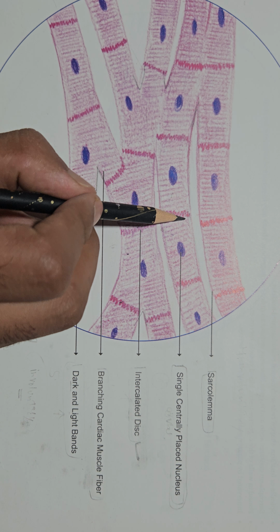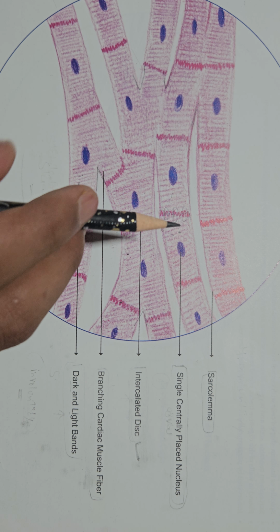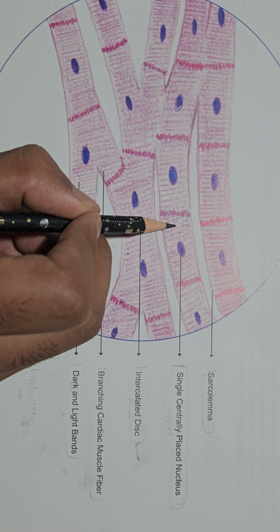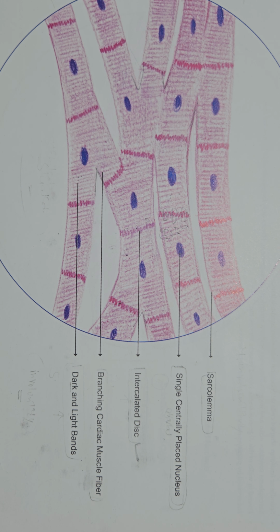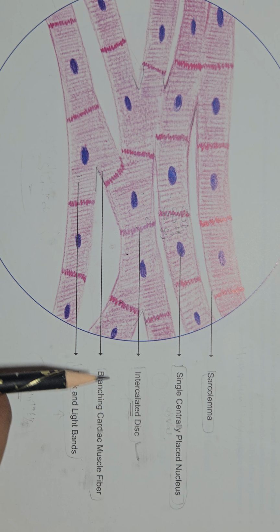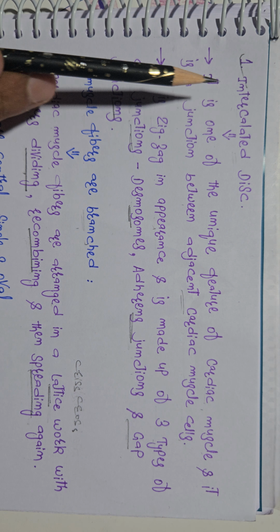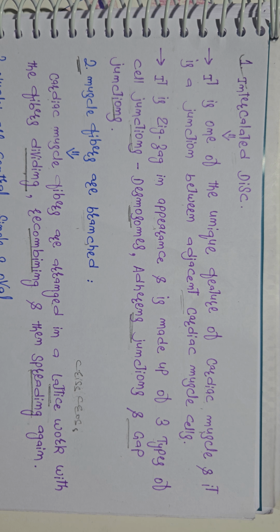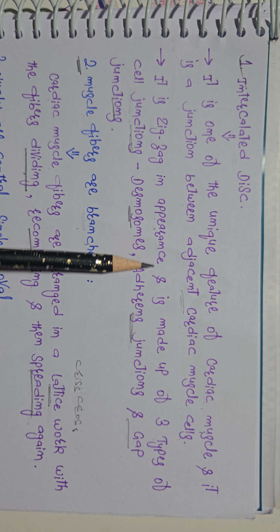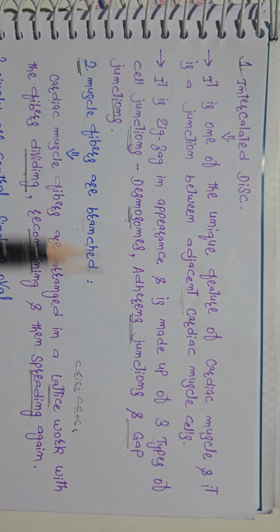At intercalated discs, we have three junctional complexes that join one cell to another. One is called desmosomes, another is called adherent junctions, and the third is called gap junctions. So this is the first anatomical feature. Now the theory part. Intercalated discs are one of the unique features of cardiac muscle, and they are the junction between adjacent cardiac muscle cells. They are zigzag in appearance and made of three types of cell junctions: desmosomes, adherent junctions, and gap junctions.